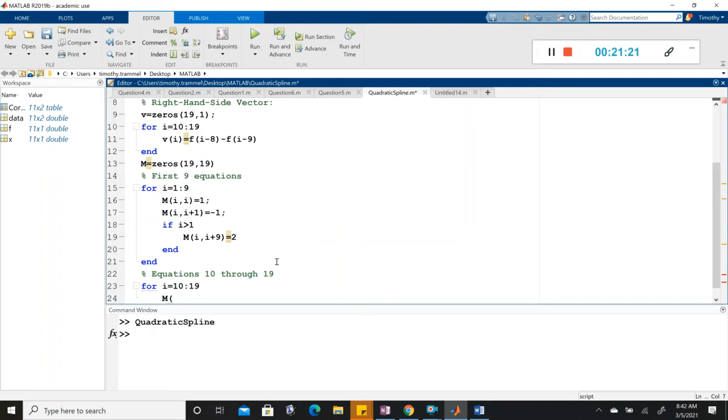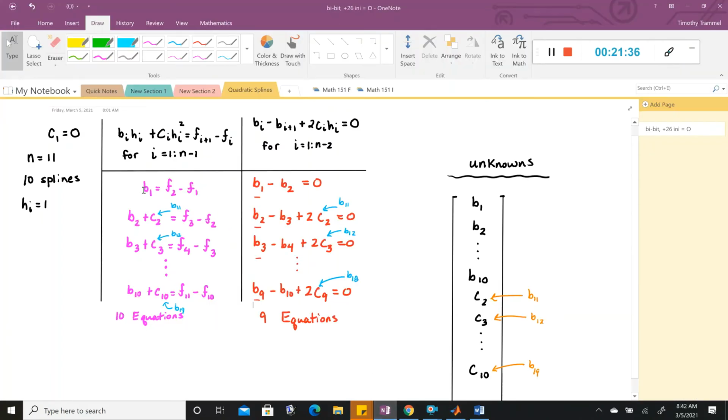And then next here, we want to, again, be in equation I. And the question is what column do we want to be in? Okay. So let's go back and look. Well, B1 would be column 1. B2 would be column 2. B3 would be column 3. So we want to count from 1 to 10 for our column here.